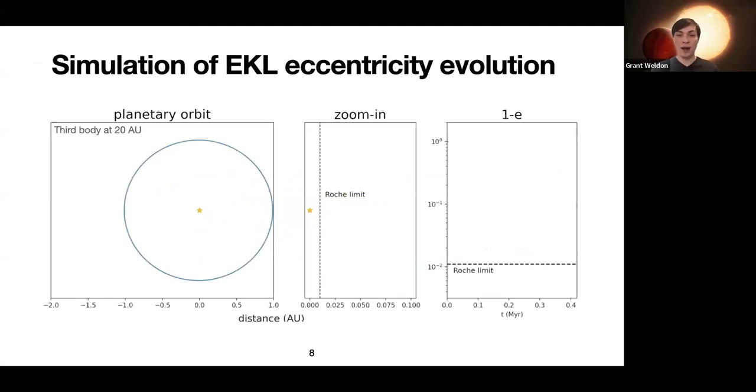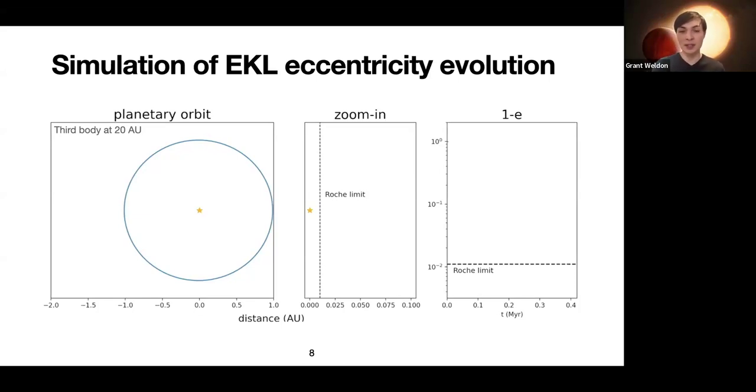Here I'll show a simulation of how EKL drives the eccentricity evolution. Before I run the simulation, I'll describe what you'll see in each of these three panels. On the left panel is the orbit of the planet at about 1 AU around its host star, and the third body in this case is way off the screen. It's at 20 AU. The middle panel is a zoom in on the region of about 0.1 AU around the host star, and the dashed line is showing the Roche limit of the system. You can think of this sort of as where tidal interactions become very strong.